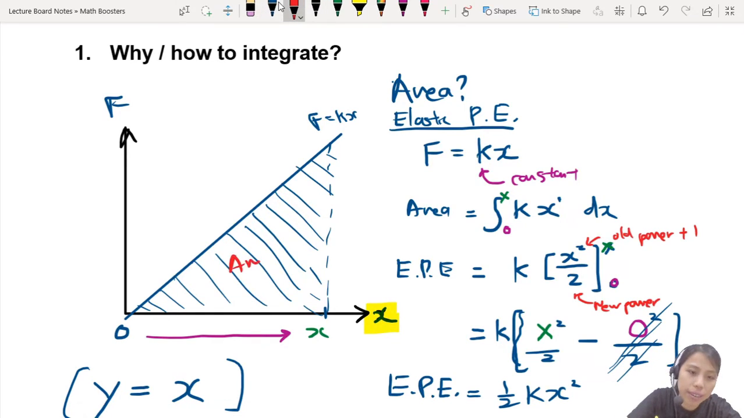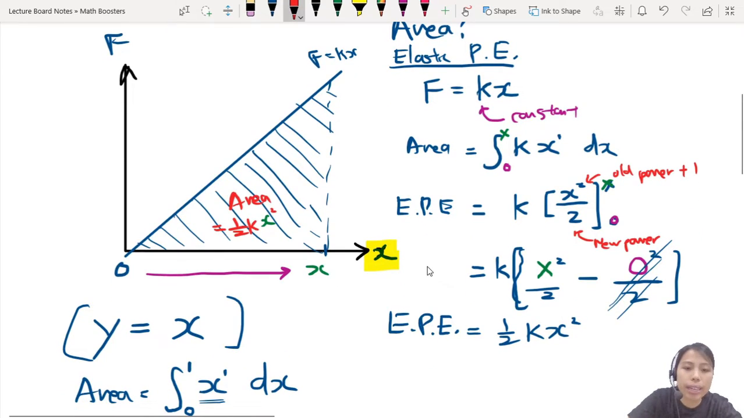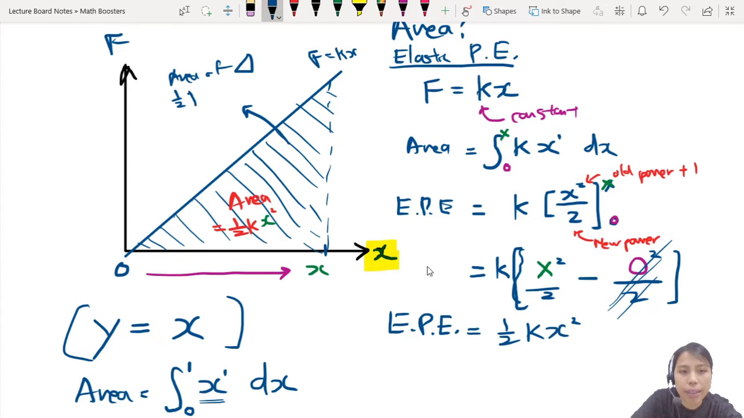So this area can be calculated by half k, well, the x is a green x, x squared. You see, magic, you found the area, which is also the area of the triangle, half times base times height, things like that. Very interesting. So the area of the triangle, if you want to use that method, would be half fx, which can also become half kx squared. So you see how it comes together?